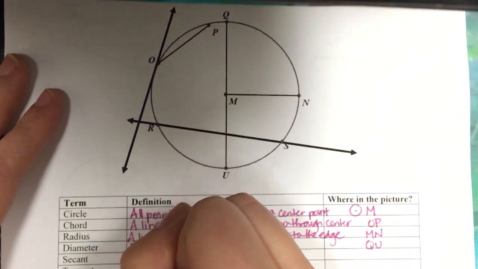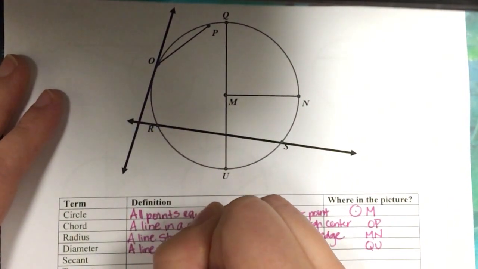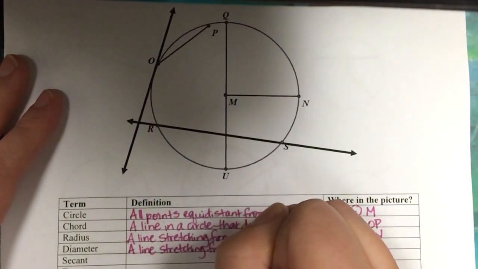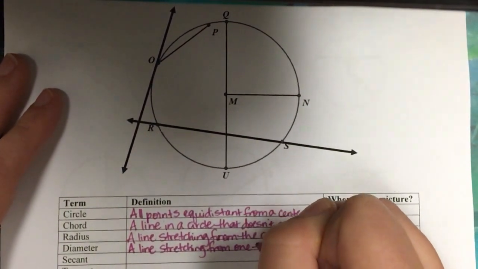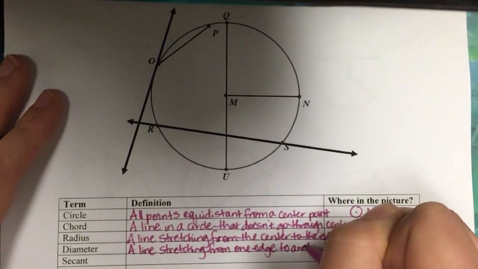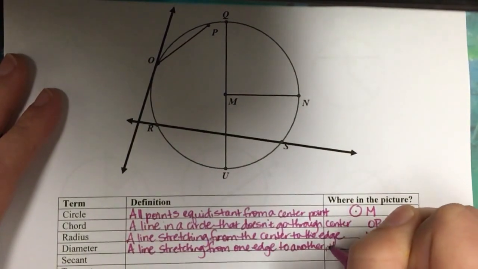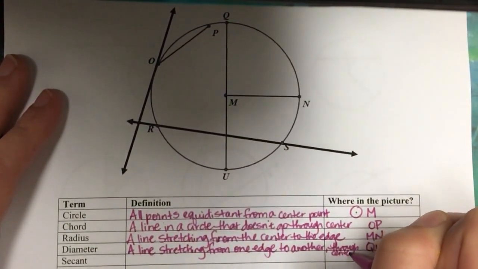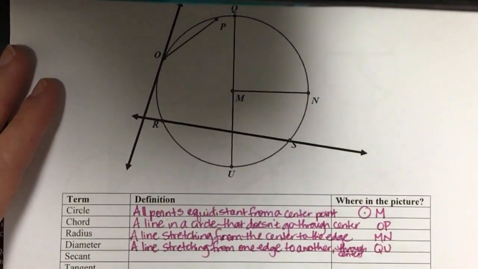So the diameter is a line stretching from one edge to another through the center. And I'm sorry, you're gonna have to squish your words in here on your notes, but that's all right.